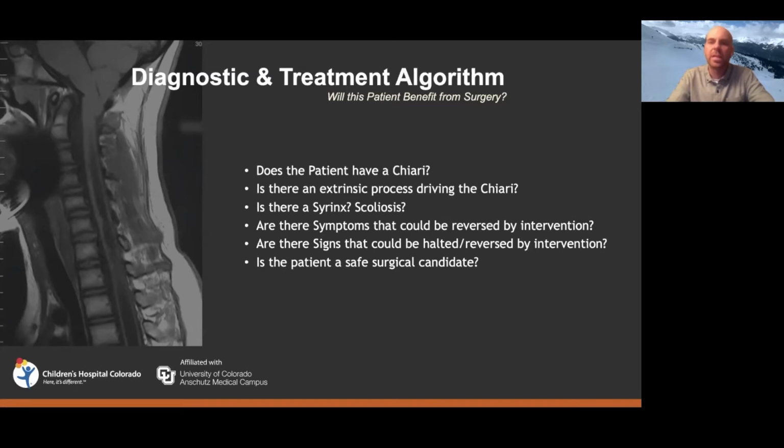If the answer to those questions is yes, do they have a syrinx? Do they have scoliosis? Because that's going to potentially influence whether you recommend an operation. And if they have symptoms, are they symptoms that are going to get better if you intervene? Like I mentioned before, the frontal headache, the migraine headache, those are not going to get better with a Chiari decompression. So if someone has symptoms, they have to be symptoms that we think we can improve with surgery. Similarly, with other signs, things like myelopathy, central sleep apnea, are those things that are going to get better? A patient with textbook obstructive sleep apnea is not going to get better with a Chiari decompression. That's something that's going to need a tonsillectomy or whatever they need. They don't need a Chiari decompression.